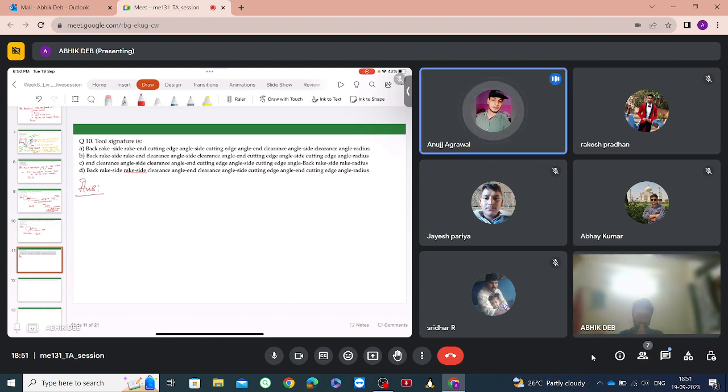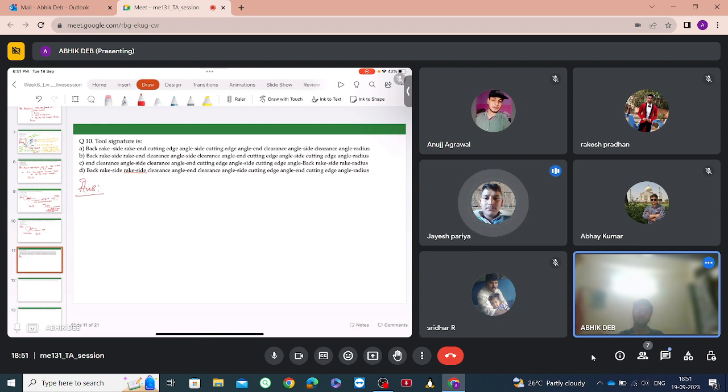Sir, like what will be the nose radius, the back rake angle, cutting edge angle, like this. Yes, so how many features are specified? 7. Yes, 7 features. So now can you tell me which one will be the correct order of tool signature here?